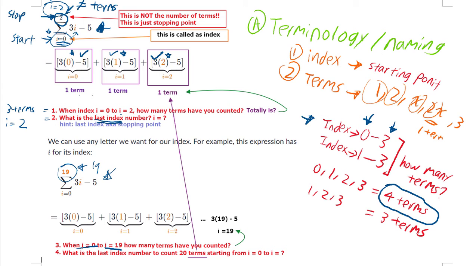Just now I already discussed, right? Look at this question and compare to this one. It's very similar, right? So the answer total is we have counted 20 terms.